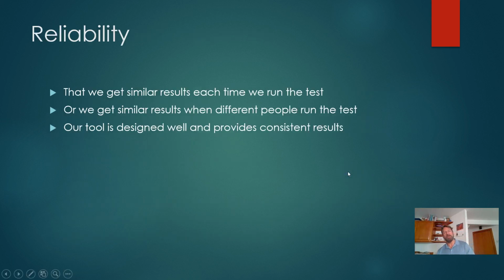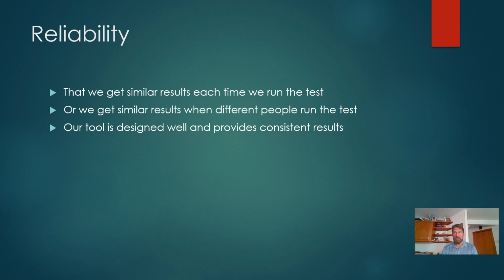Let's talk about reliability. Reliability is, in a sentence, getting the same thing every time, or getting similar results every time. So with reliability, we want to make sure that we're going to get similar results each time we run the test, or that we're going to get similar results when different people run the test, or we get similar results when we run the test with different populations.